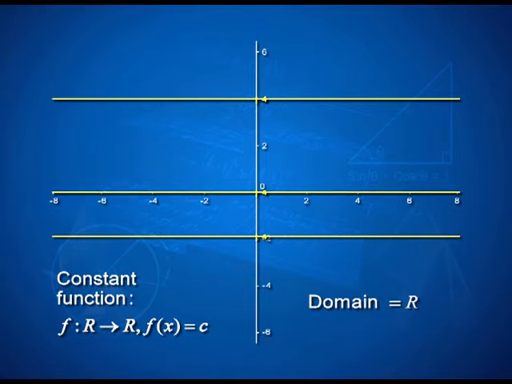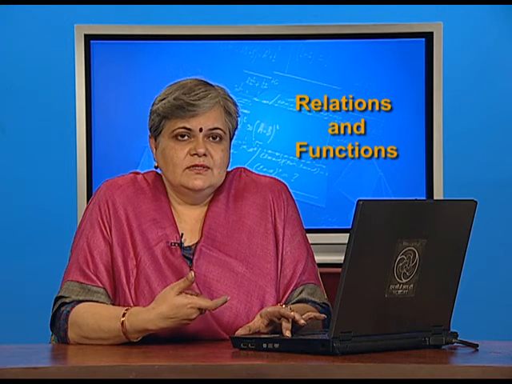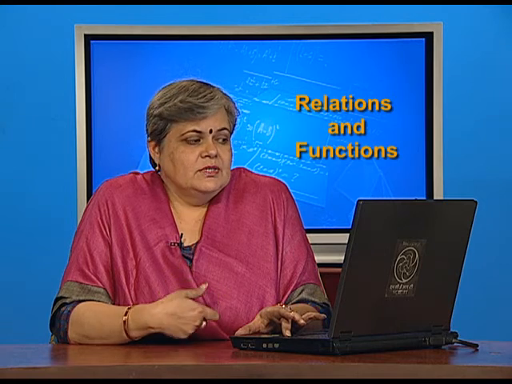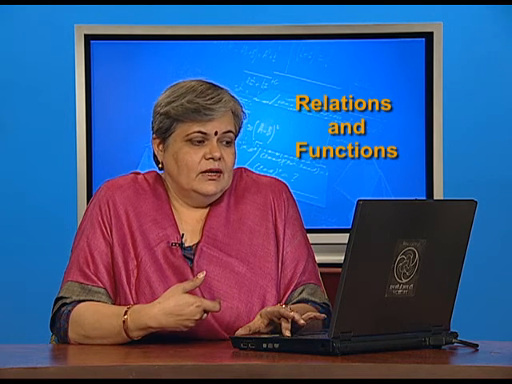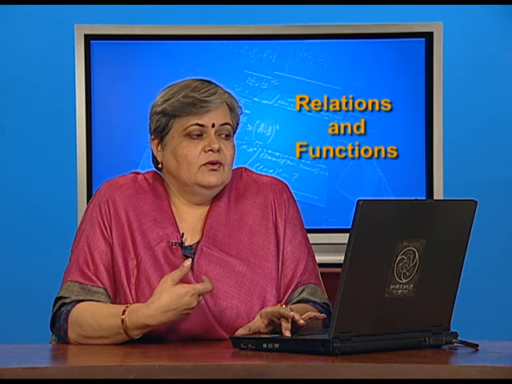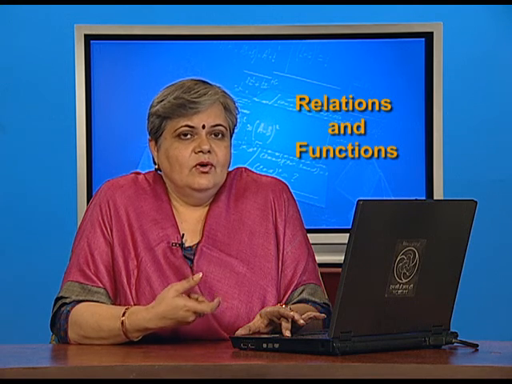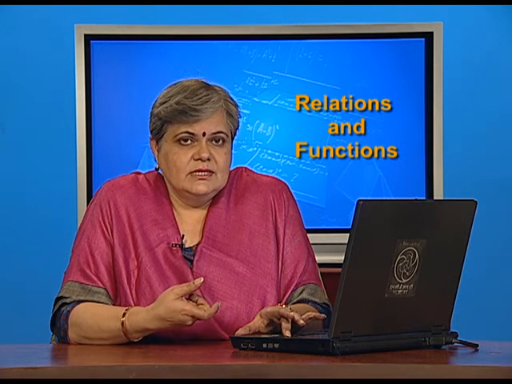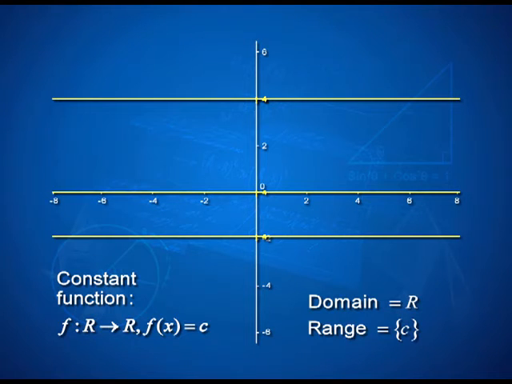I can process all real numbers under this function, and therefore, f is defined, as we say, for all real numbers. So, the domain is all real numbers, but the range, the output will, no matter what x is, will always be the c, the constant. So, the range is a single element c enclosed in the curly brackets, the set containing c.